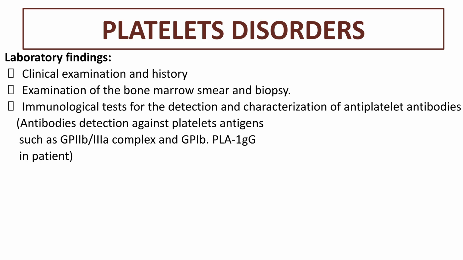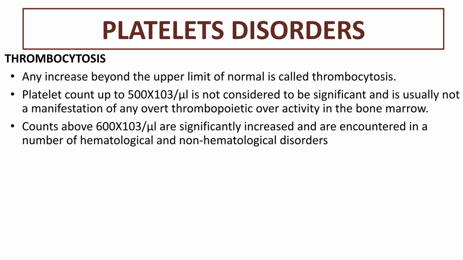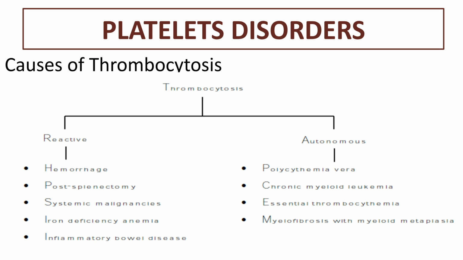Laboratory findings for platelet disorders include clinical examination and history, bone marrow examination, and immunological tests to detect antiplatelet antibodies against antigens like GPIIb/IIIa and GPIb. Thrombocytosis is any increase in platelet count beyond the upper limit of normal. Counts above 600 by 10 to the power of 3 per microliter are considered significantly increased and may be seen in various disorders. Causes of thrombocytosis are varied, and specific diagnoses depend on the platelet count and associated morphological changes.